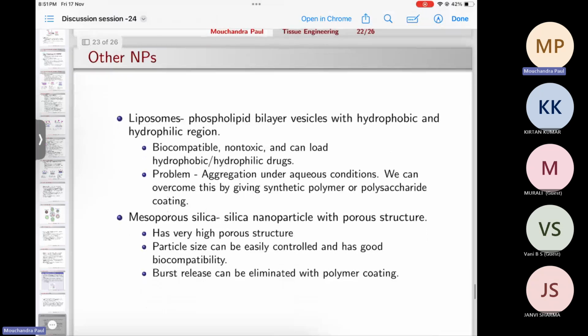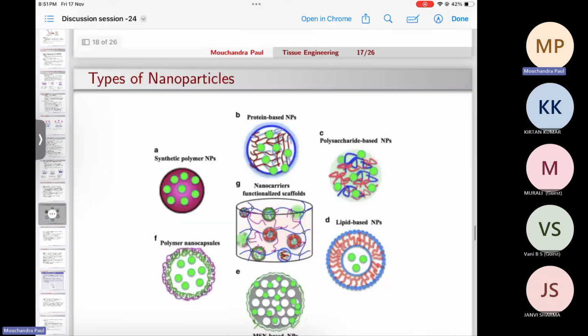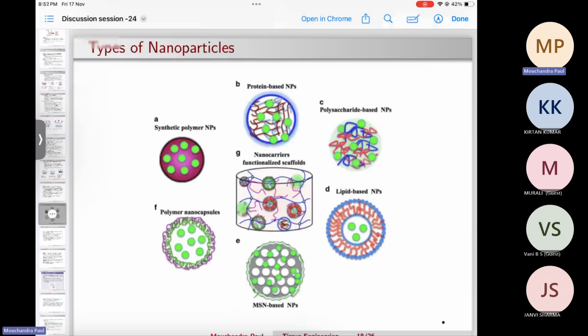This is an example of a polysaccharide based nanoparticle. Now you can use other types of nanoparticles as well. So liposomes are there, mesoporous silica we can also use. Then in this particular figure, you can find other types. You can use polymer nanocapsules. The lipid based one is the liposome.